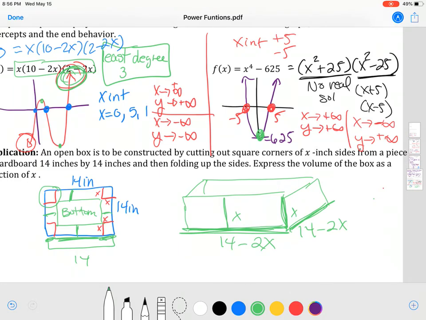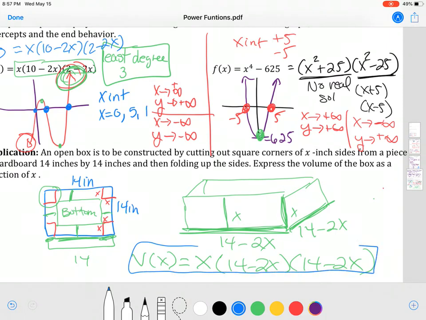So when we go to create a formula that illustrates the volume of this box, we'll call it V of x for volume. Volume is the height times the length times the width. The height of this box is x. The length and the width of this box is both 14 minus 2x. So this polynomial right here is going to represent the volume of this box when we cut out those squares and we fold up those sides. This will be the volume of the box.